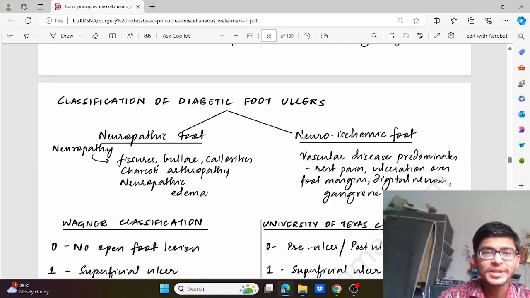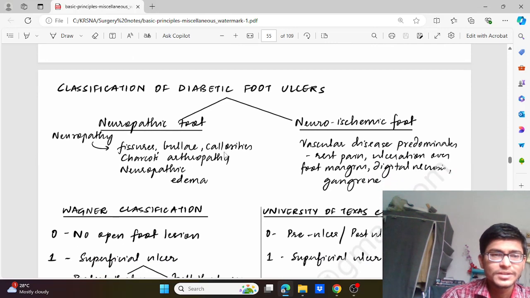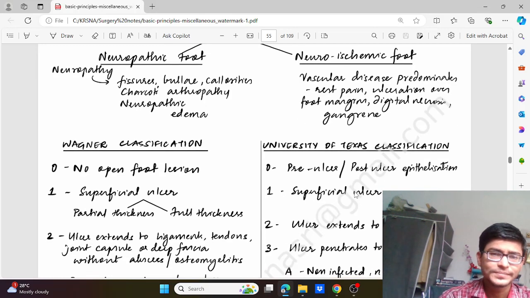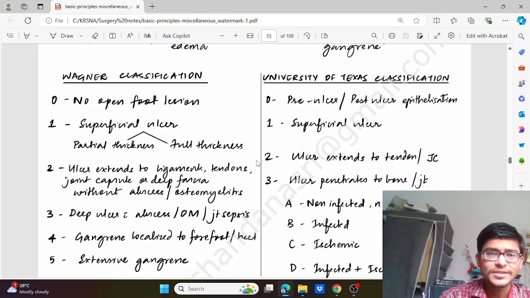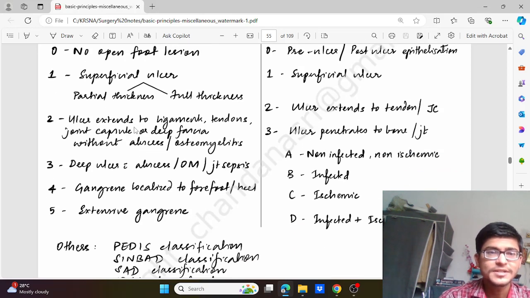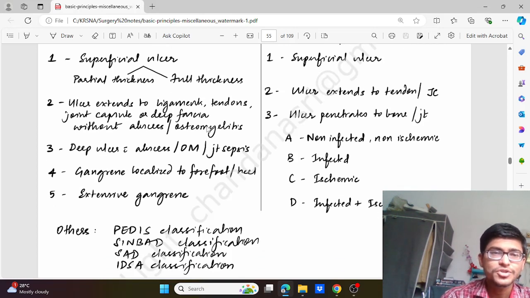Now we see the classification of diabetic foot ulcers. It could be a neuropathic foot, where neuropathy results in seizure, bulla, callosity, Charcot arthropathy or neuropathic edema. In the neuroischemic foot, vascular disease is prominent with rest pain, ulceration over the margins, digital necrosis and gangrene. Some classifications are Wagner and University of Texas. In Wagner, grade 0 is no open foot lesion. Grade 1 is a superficial ulcer, which could be partial or full thickness. Grade 2 is an ulcer extending to ligament, tendon, joint capsule or deep fascia without any abscess or osteomyelitis.